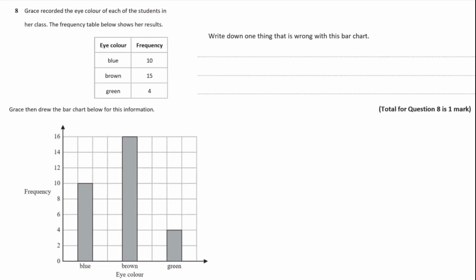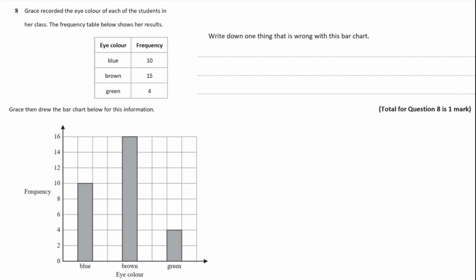Question 8. Grace recorded the eye colour of each of the students in her class. The frequency table shows her results. So we've got eye colour and frequency as the headings on our 2 columns of our table. We've got blue, brown and green eyes, 10, 15 and 4. Grace then drew a bar chart below for this information. You can see the bar chart here. And the question is, write down one thing that is wrong with this bar chart.